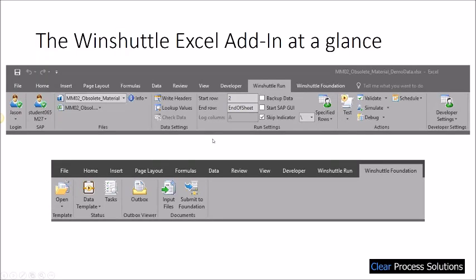The Foundation tab, you're going to see a little bit of a different layout here and some more options. This is where, when you first come into Excel, you open up Excel and you can log in and then hop over to the Winshuttle Foundation tab, and you're going to open a template if you'd like. You can check the status of a template. Is it approved for production? Things of that nature. And then you can also manage your workflow tasks from this task button here.